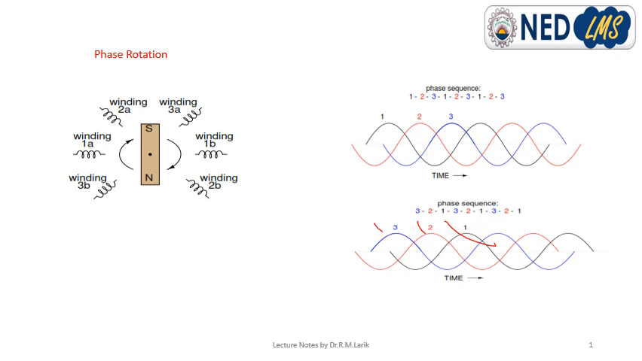So now winding 2's waveform will be leading 120 ahead of 1. See, winding 2 leading ahead of 3 by 120, and 3 will be another 120 ahead of 2. Now the sequence is 3, 2, 1. This was supposed to be ABC, this one is ACB. The phase sequence changes just by changing the rotation. When the alternator rotates in the opposite direction, the phase sequence changes.